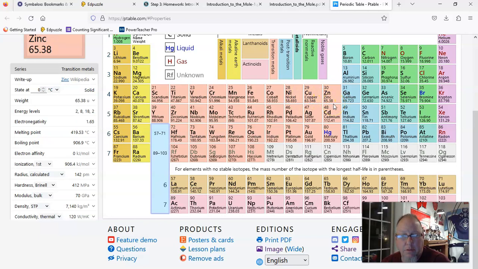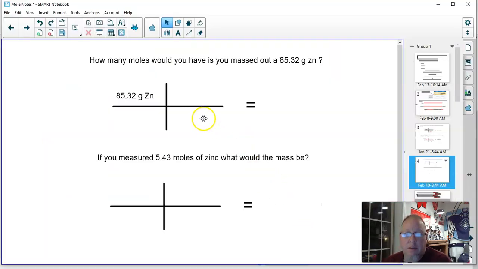65.38 grams is 1 mole. So notice I'm using the word grams now instead of atomic mass units. 65.38 grams is 1 mole. So that same number in the periodic table is used sometimes as AMUs, sometimes as grams. That can be confusing when you're first learning it.